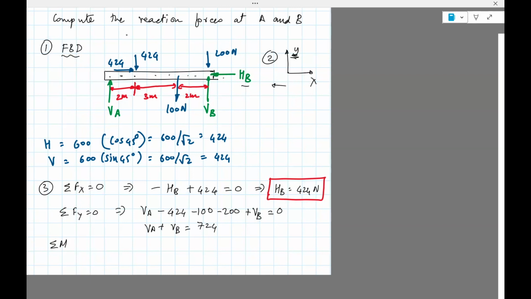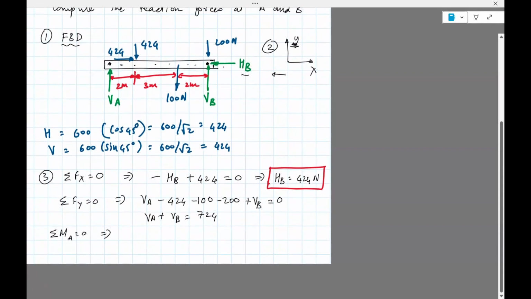So in this case, we have two forces at B and one force at A, but we already computed the force HB. So I would just recommend choosing this point or this point, because when you choose a moment point, any of those, you'll eliminate that particular force because the moment about that point is going to be 0. So let's just choose moment about point A equals 0. Okay, so VA would have a contribution of 0 because it passes through A.